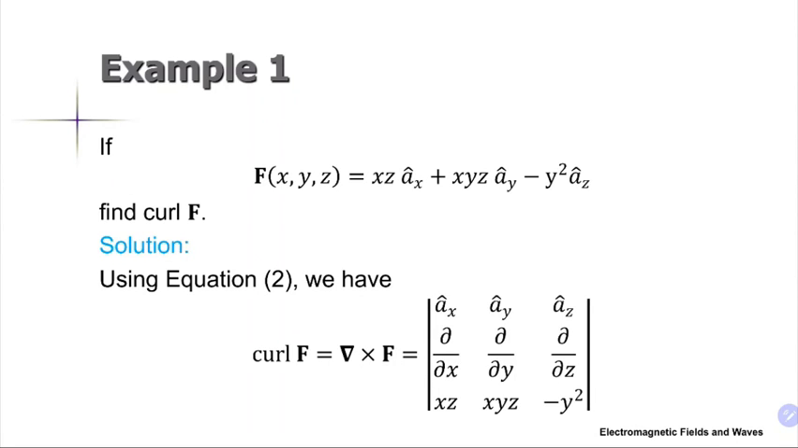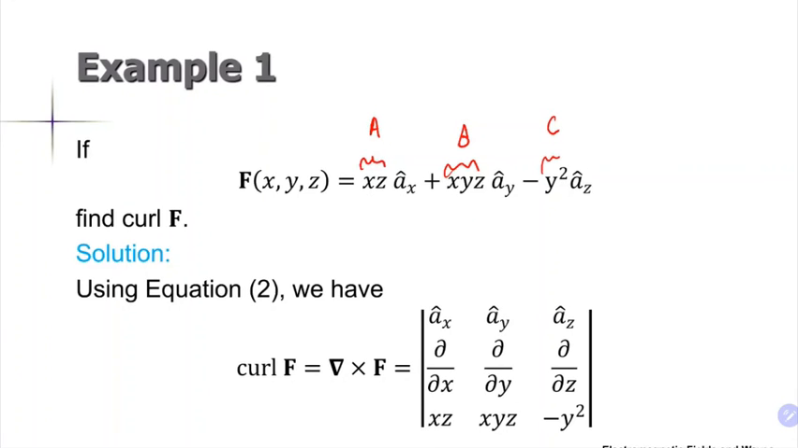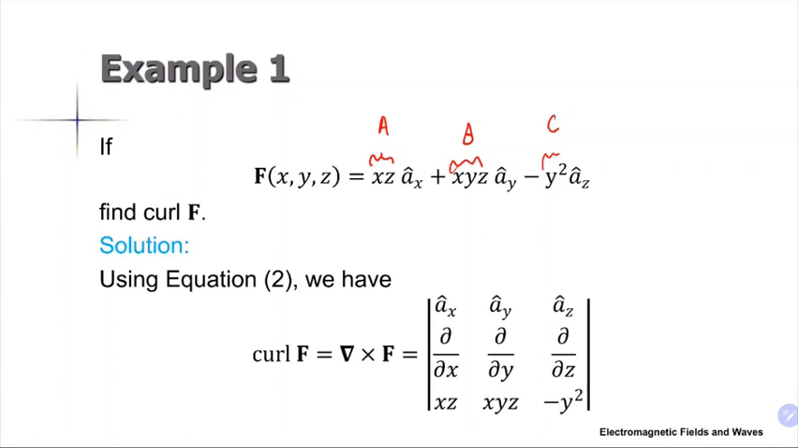Okay, a simple example here. I have my vector field f, which is a function of x, y, and z. So I can think of this as my A, this is my B, this is my C. Okay, so the curl of f will be my del cross product with f.